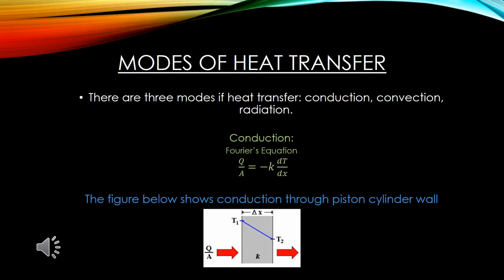I will talk about modes of heat transfer. There are three modes of heat transfer. As you know: conduction, convection, and radiation. The conduction heat transfer formula comes from Fourier's equation: Q divided by A is equal to minus k dT over dx. The figure below shows conduction through the piston and cylinder wall.